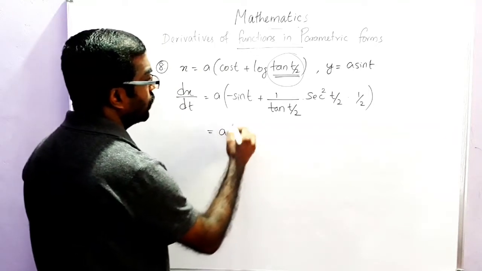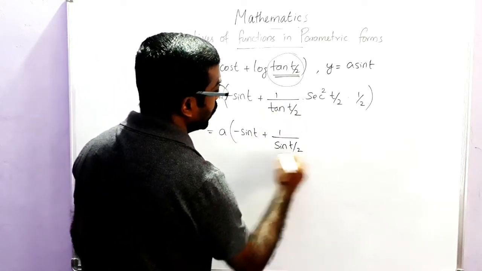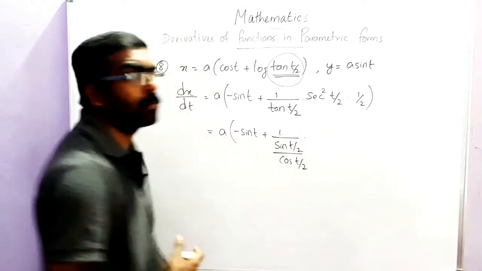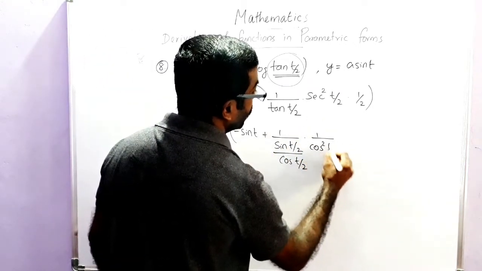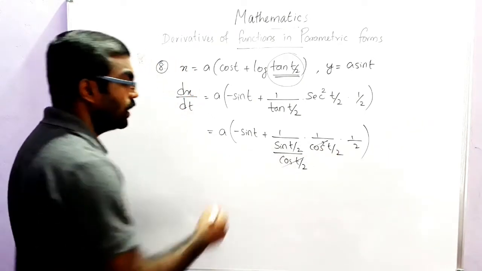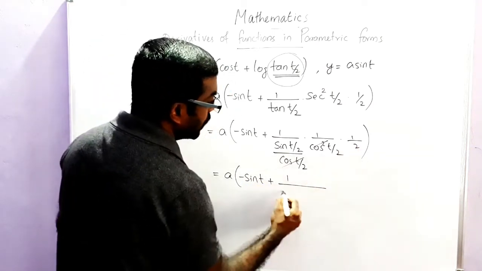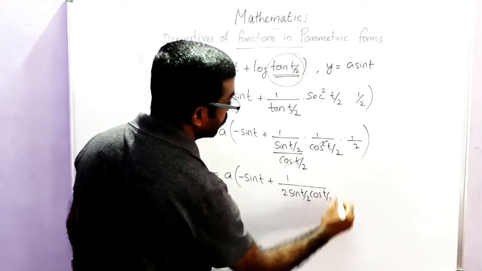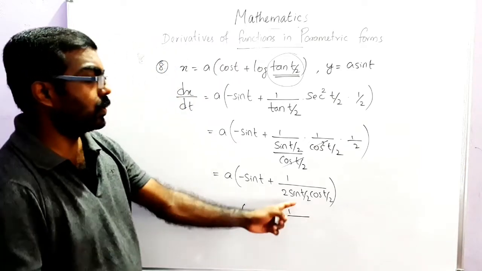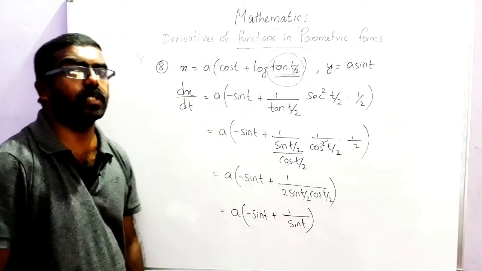Now you can rearrange the terms. a into minus sin t then plus 1 by this tan t by 2, I rewrite like this, sin t by 2 divided by cos t by 2. Tan theta is sin theta by cos theta, so we can write like this, into sec is the reciprocal of cos, so we can write 1 by cos square t by 2 into 1 by 2. Understood? Now one cos t by 2 we can cancel, that is a into minus sin t then plus 1 by this 2, I write first, 2 sin t by 2 cos t by 2, which is equal to a into minus sin t plus 1 by 2 sin t by 2 cos t by 2. Again we apply the formula sin theta, sin t. Sin t is equal to 2 sin t by 2 cos t by 2.